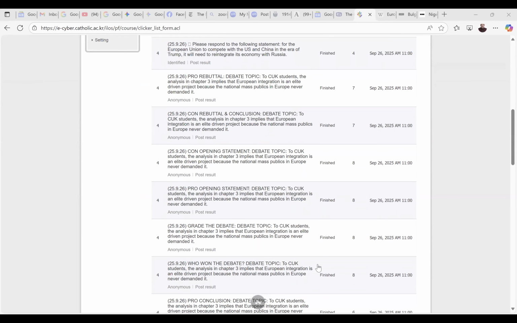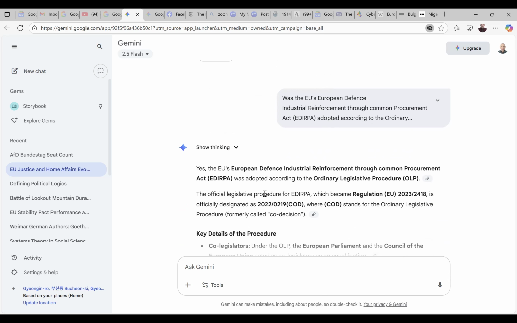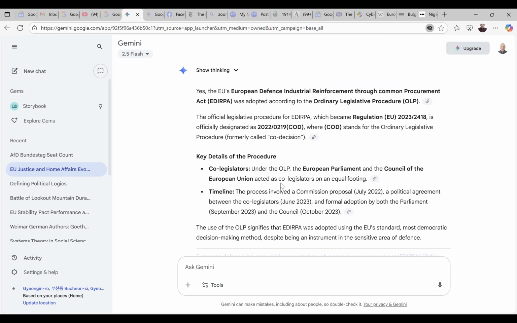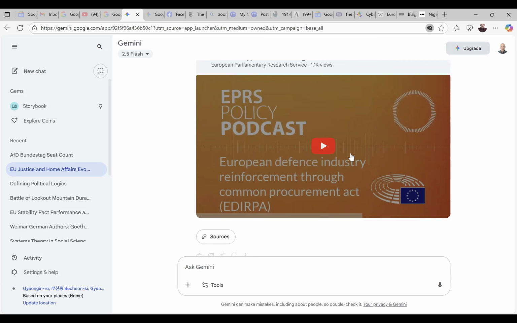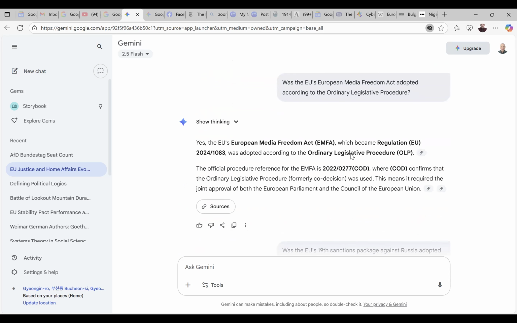And for example, they adopted the most recent policies, like the European Defense Industrial Reinforcement through Common Procurement Act, through the ordinary legislative procedure, again to try to reindustrialize and remilitarize Europe and develop its industrial capacities for military equipment, right? That was adopted through the ordinary legislative procedure. It's not part of national security, but it's the economic side of national security.